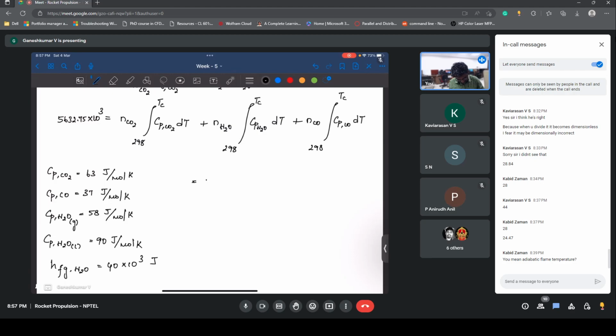So let's say, for example, N CO2. For N CO2 there is no problem. CO2 exists as gas, so N CO2 times Cp of CO2 times Tc minus 298.